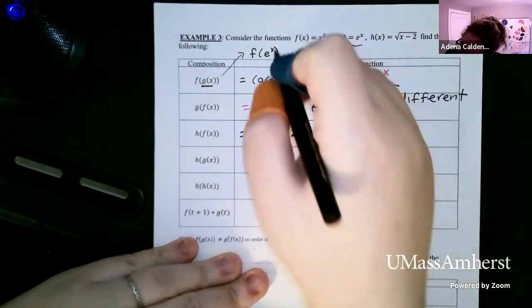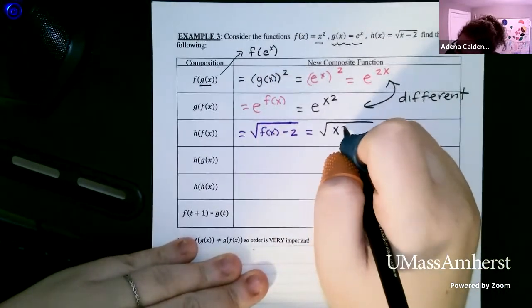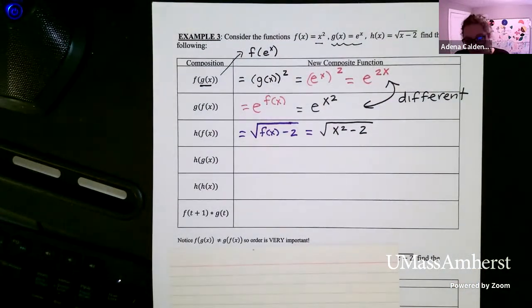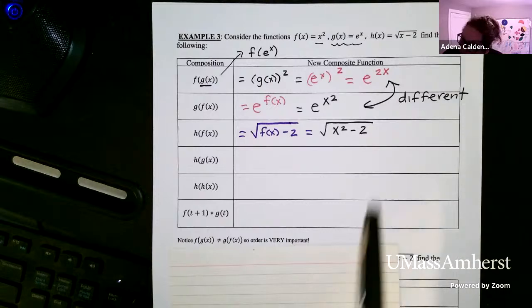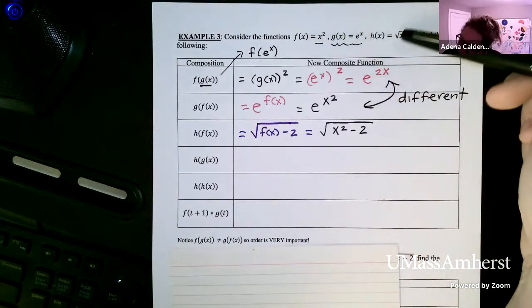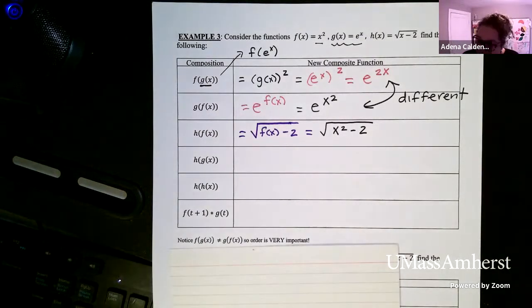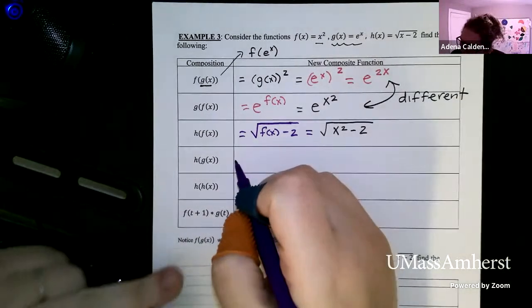So here, my f of x is x squared. So I have x squared minus 2. Okay, so again, my f of x function, x squared, goes in for the x that's in the h function. So now we're going to look at h of g of x.